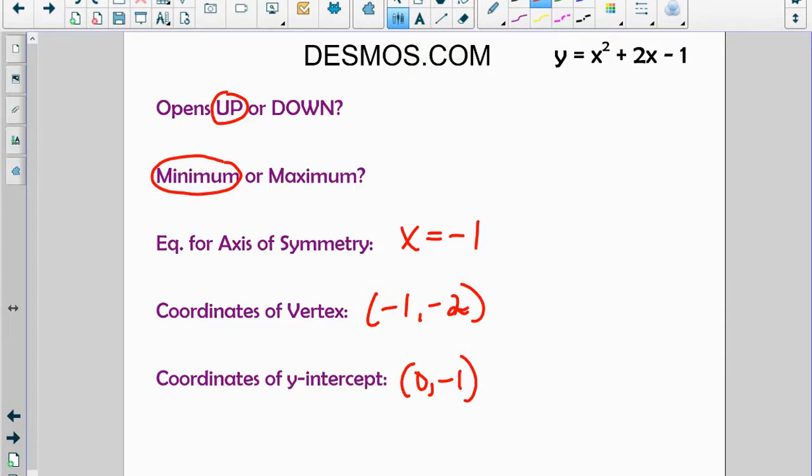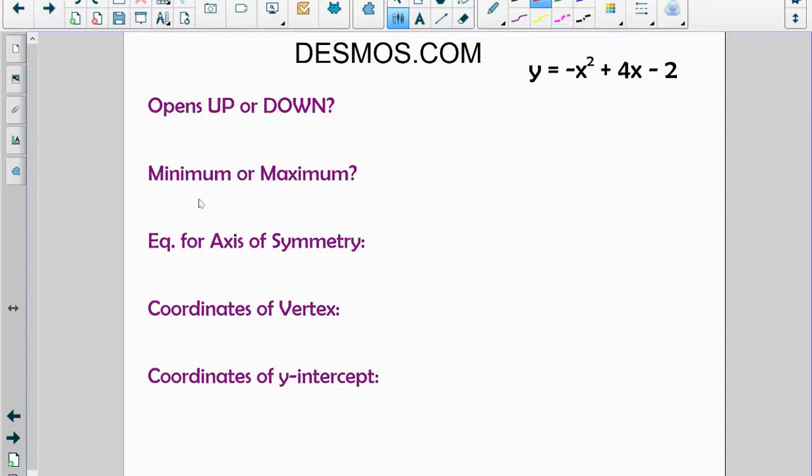So that's how we can use Desmos to help us find those important features as well, if we don't already have the picture for us. Let's just look at one more. Here's another example. y equals -x squared plus 4x minus 2. We'll answer the same questions.